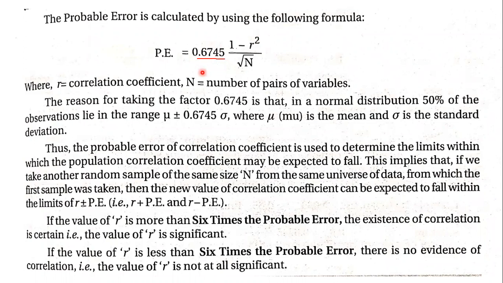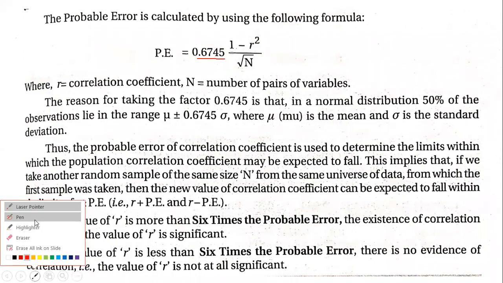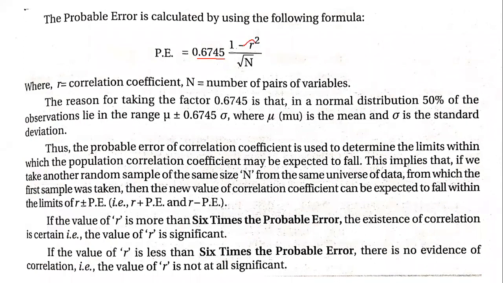Now, how do we interpret these probable error values? Suppose we get some value here for probable error. How do we interpret that? If the value of r is more than 6 times the probable error, that is, if the r value that we usually get is more than 6 times, multiply r into 6.